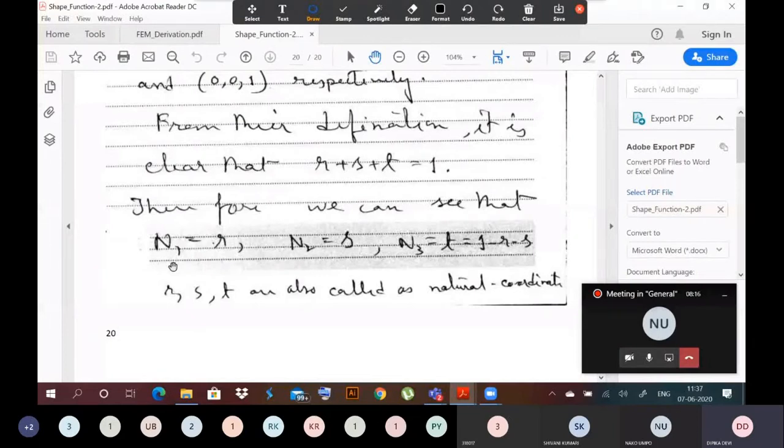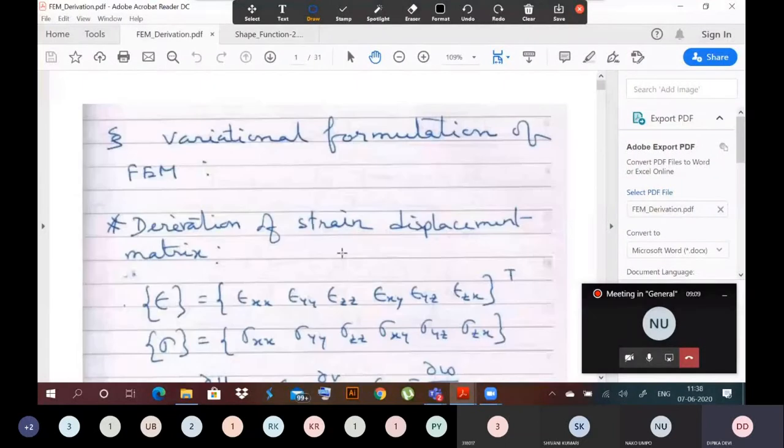So for this, I will use another file. We'll discuss now the variational formulation of FEM. Variational formulation of FEM means how we can derive the finite element equation using the concept of variation. Using the concept of variation, we have already discussed the Rayleigh-Ritz method and Galerkin's method. So using these two methods, we can derive the finite element equation.